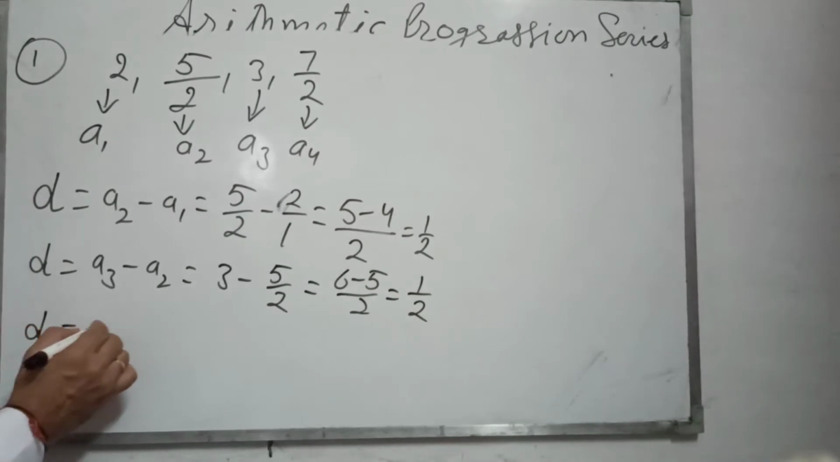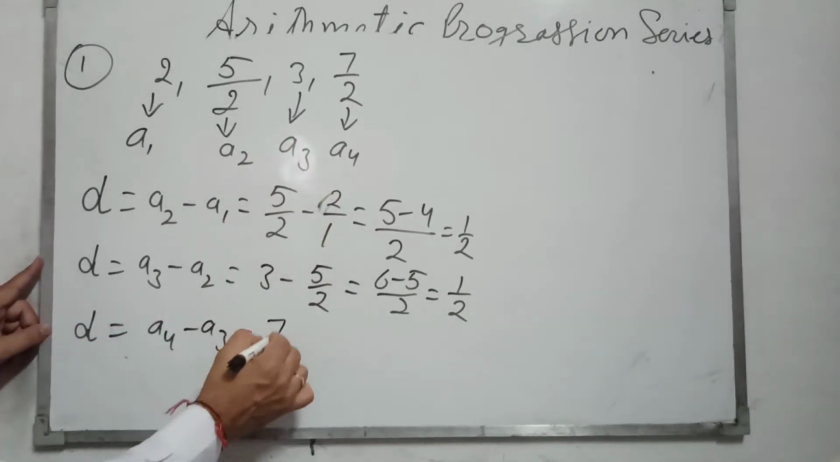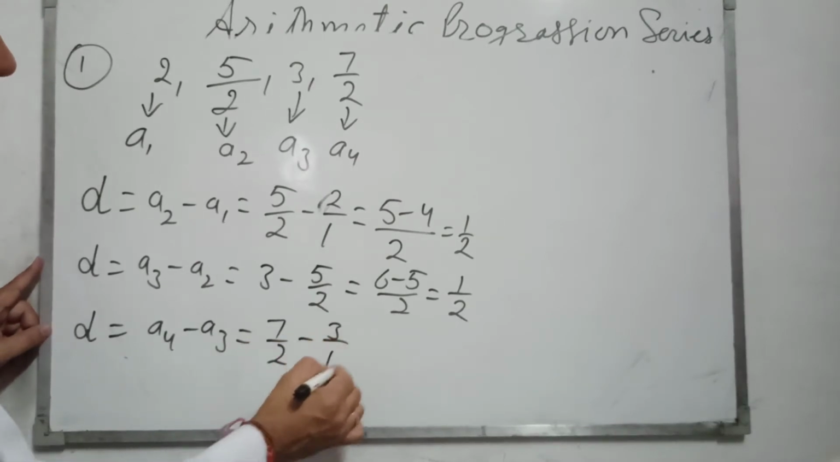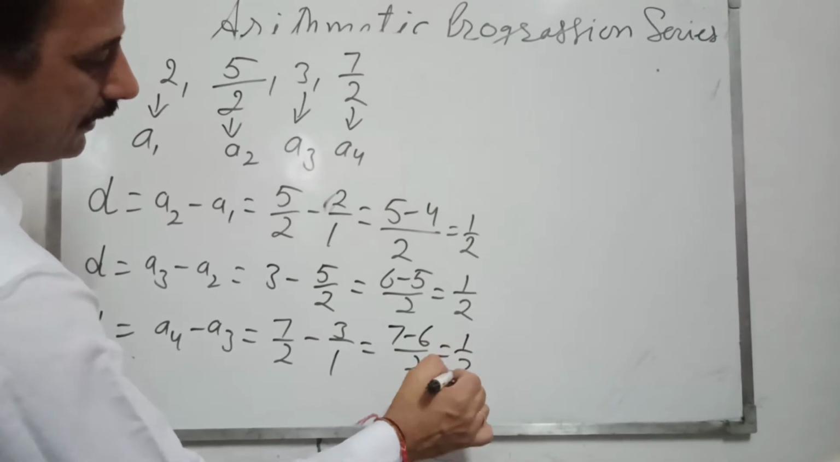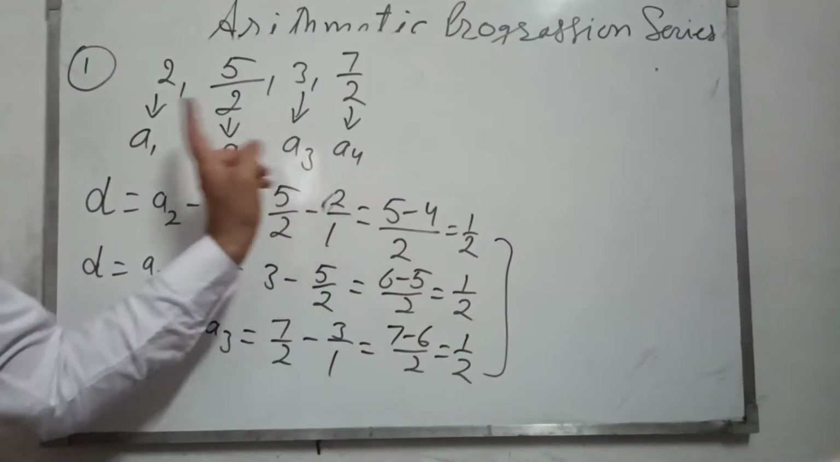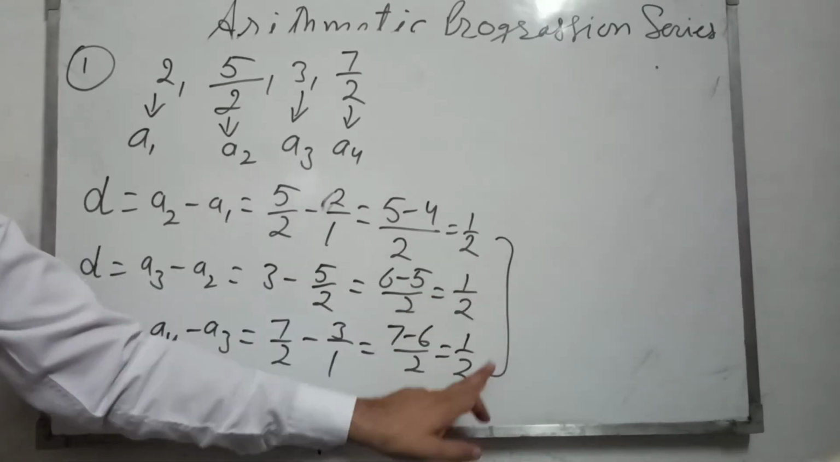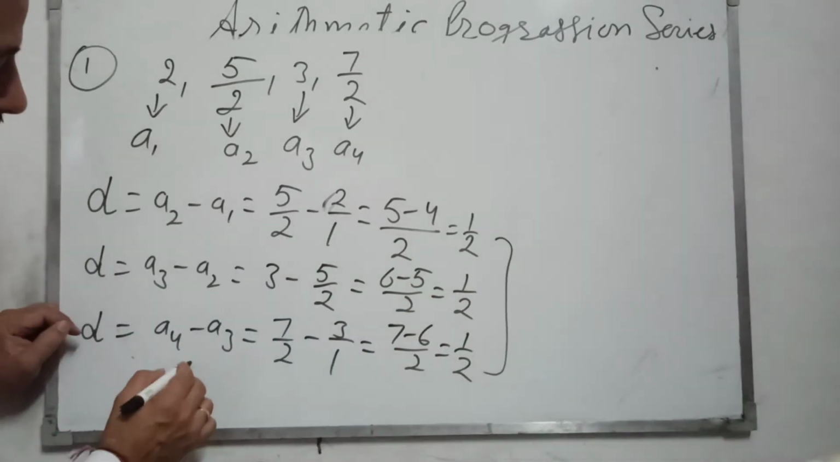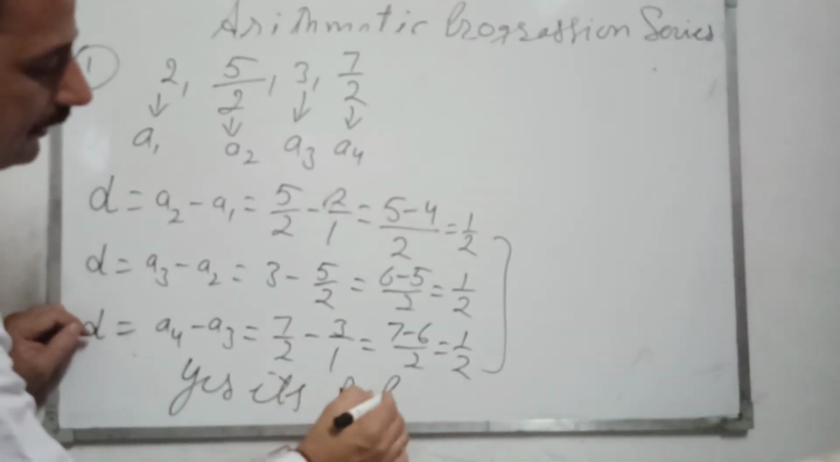Again we find D: A4 minus A3. A4 is 7/2 minus 3 upon 1. So you get 7 minus 6 upon 2. Again the answer is 1 upon 2. So you find that the fixed number between these terms is the common difference. So it means D is the same. So yes, it's an AP.